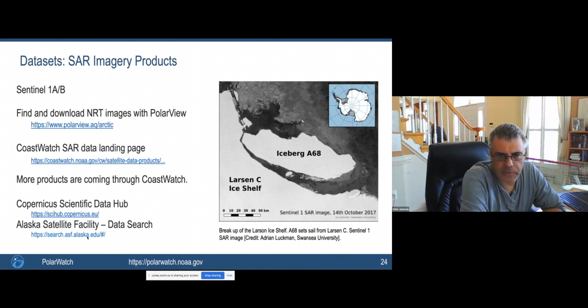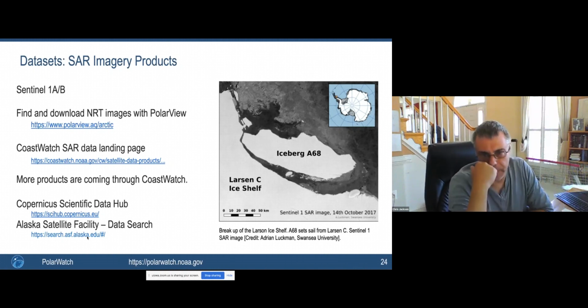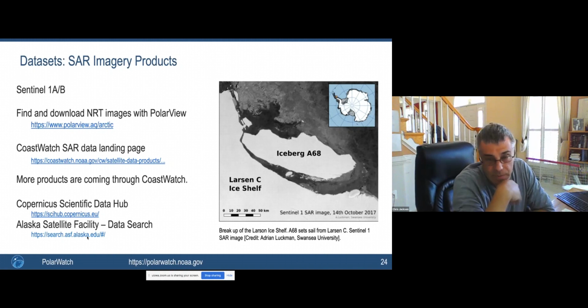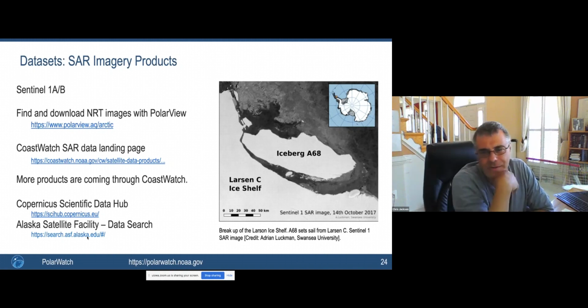Another example here is an image from the southern hemisphere, a Sentinel-1 SAR image of the iceberg A68, which calved off the Larsen ice shelf back in October 2017. Next slide.